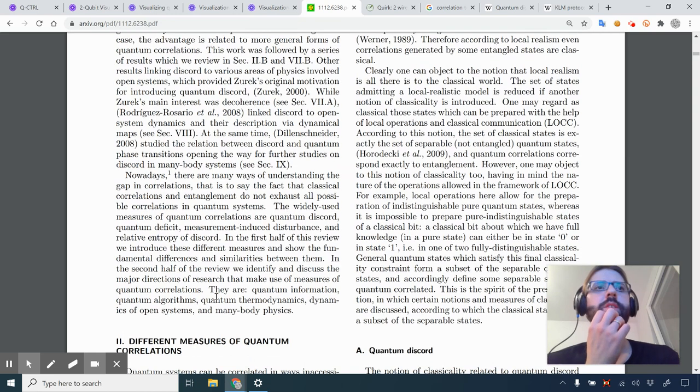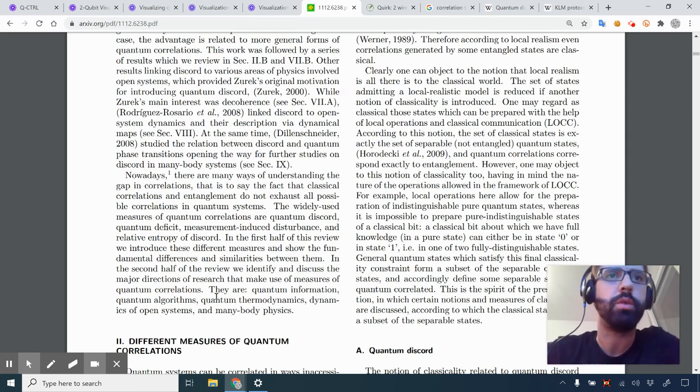Nowadays, there are many ways of understanding the gap in correlations. That is to say, the fact that classical correlations and entanglement do not exhaust all possible correlations in quantum systems. The widely used measures of quantum correlations are quantum discord, quantum deficit, measurement-induced disturbance, and relative entropy of discord. In the first half of this review, we introduced these different measures and showed the fundamental differences and similarities between them. In the second half of the review, we identify and discuss the major directions of research that make use of measures of quantum correlations.